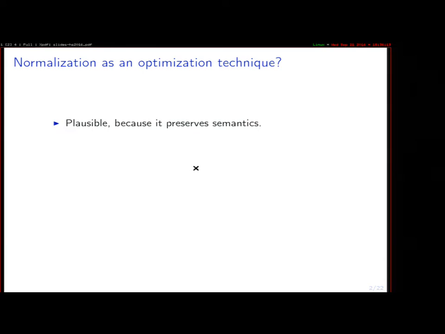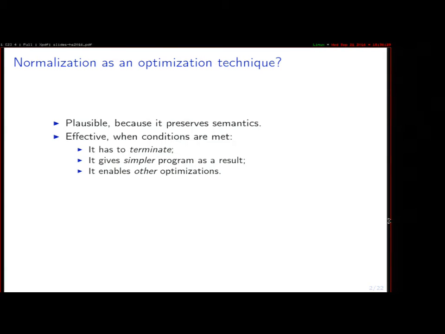At first it sounds plausible because normalization, as we know it, preserves semantics. And it can also be effective when some conditions are met. First of all, it has to terminate in a reasonable sense. And it should lead to a somewhat simpler program as a result. By simpler, I mean it can be simpler in the program structure, or simpler in the computation sense. So by some metric it is simpler. And if it can enable other optimizations, then it'll be all the better.